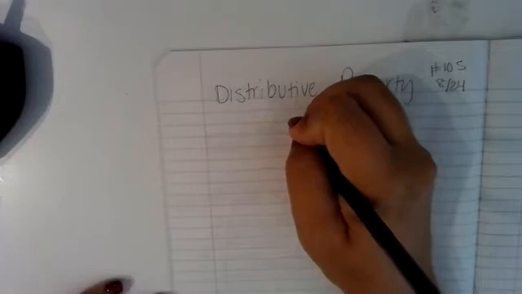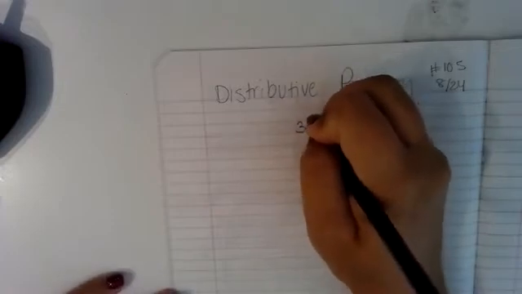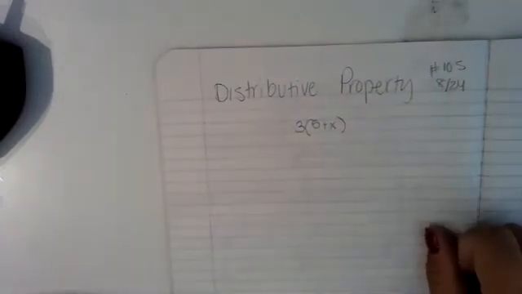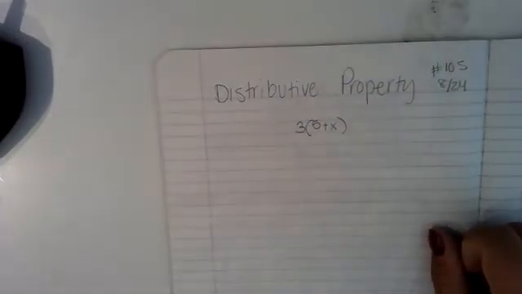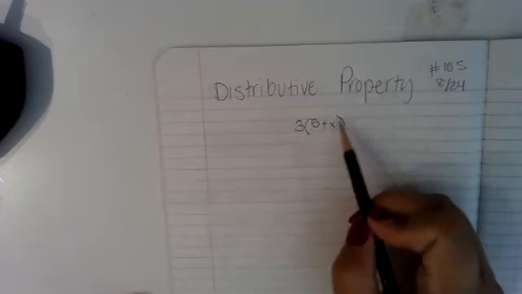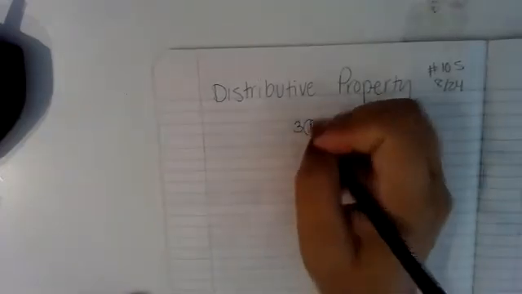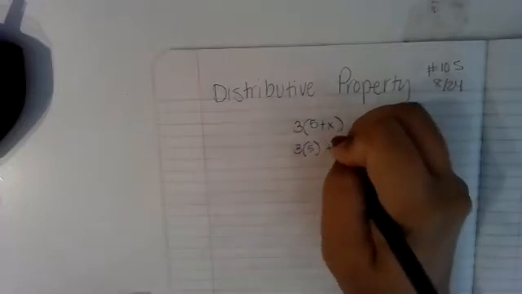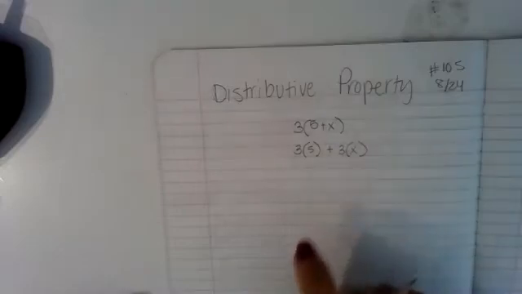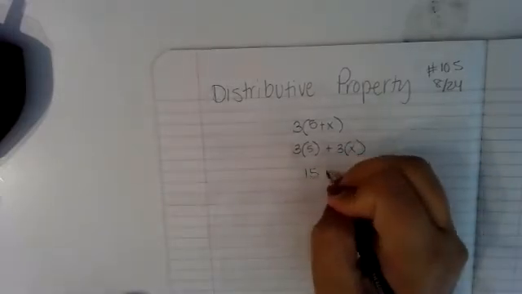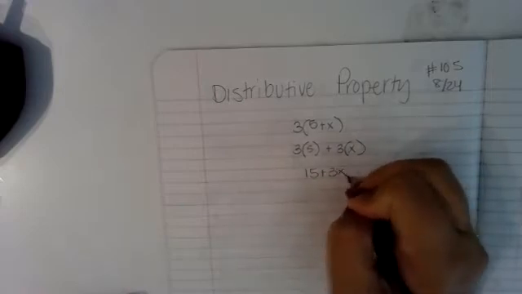The first example is going to be 3 times the quantity of 5 plus x. So remember, anytime a number is touching a parenthesis, touching means multiply. So this is saying that we are multiplying the 3 and the quantity of this, which really means I'm doing 3 times 5 plus 3 times x. And therefore, when I simplify this, I get 15 plus 3x.